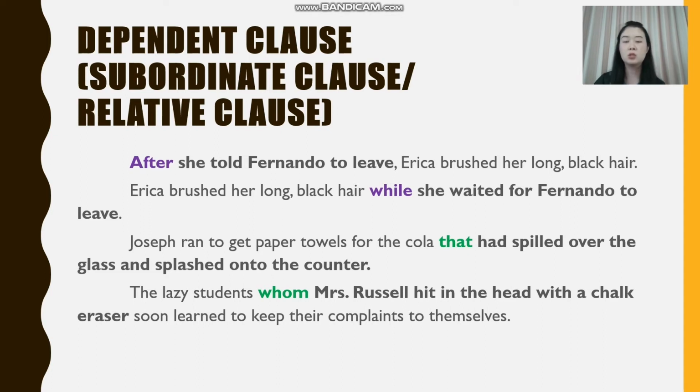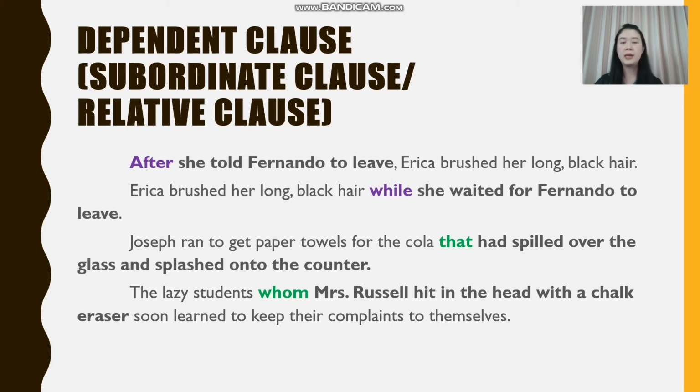Next one, "Joseph ran to get paper towels for the cola that had spilled over the glass and splashed onto the counter." Here we are using the word that in order to introduce the relative clause, and we are using the pattern of a relative pronoun, and we use this relative pronoun as the subject. That's why we can use the verb just to follow this relative pronoun.